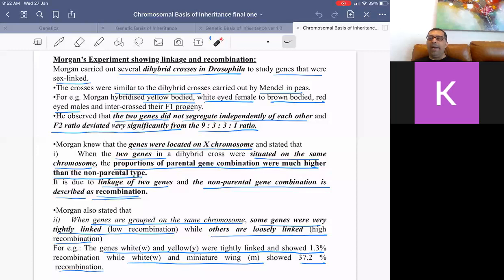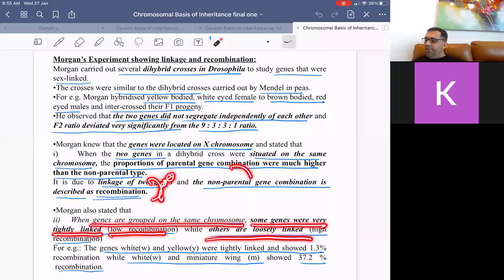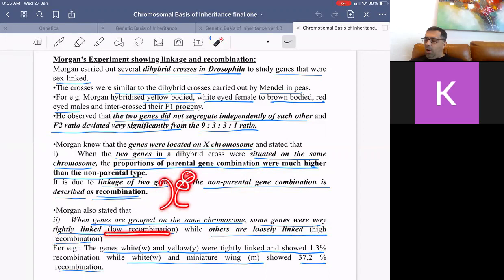Morgan also stated that when genes are grouped on the same chromosome, some genes were very tightly linked. If they're very tightly linked, they showed low recombination, while others that are loosely linked, with big distance in between them, show a high percentage of recombination. So tightly linked genes have low recombination, and loosely linked genes have high recombination.